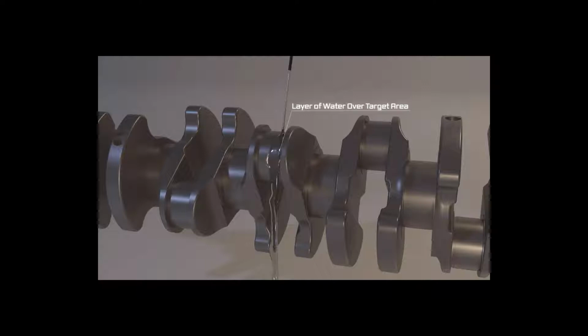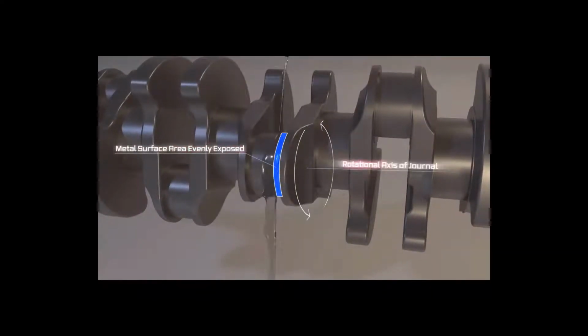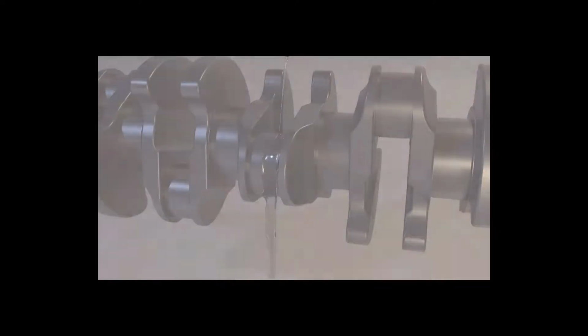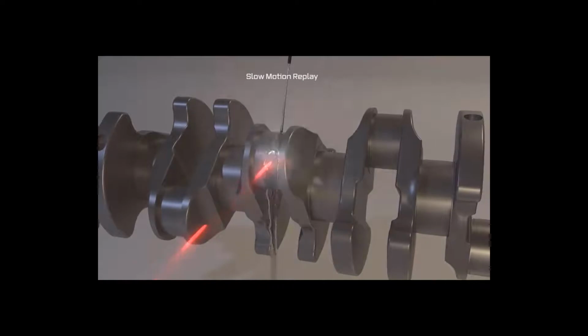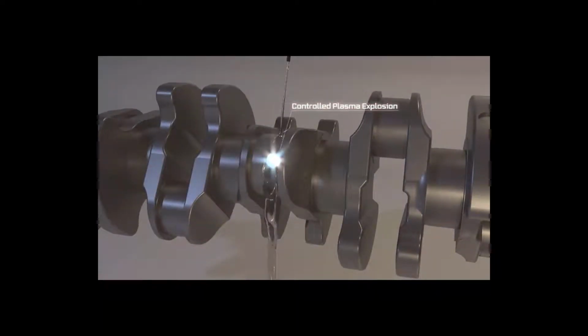We are animating this in slow motion to illustrate the rapid-fire nature of the pulsed high-energy Procuto system running at 20 Hz. Unlike most industrial laser processes, laser peening does not use a continuous laser beam. Each of these laser pulses ignites a controlled plasma explosion between the water layer and the metal surface.